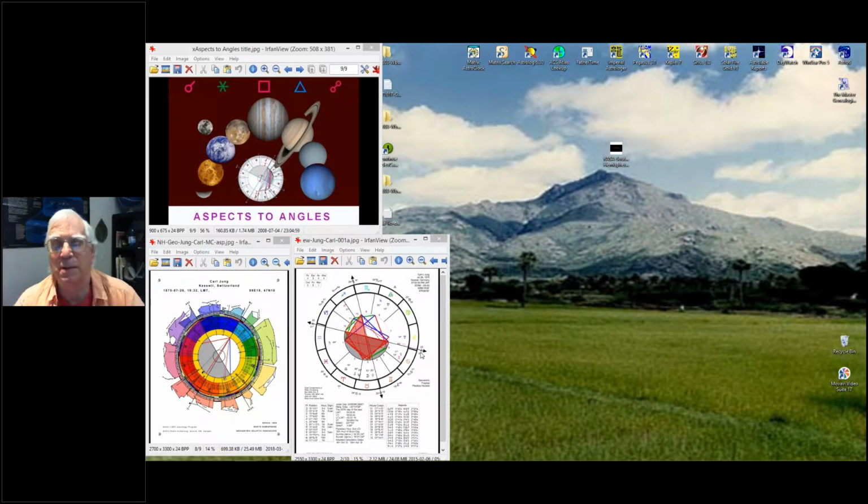If there are aspects between two planets, and one of the planets is on the angle, it piles up to the angle. Technically, if a planet's on the angle, it's called accidentally dignified. If a planet's on the angle and that's a conjunction, that's an aspect going to it. But any aspect to an angle really affects your behavior.